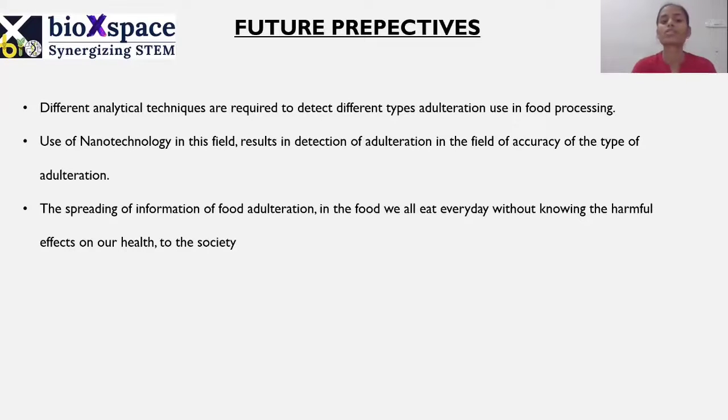Use of nanotechnology in this field results in improved accuracy in the detection of the type of adulteration. The aim is also the spreading of information about food adulteration in the food we all eat every day, without knowing the harmful effects on our health, to society.